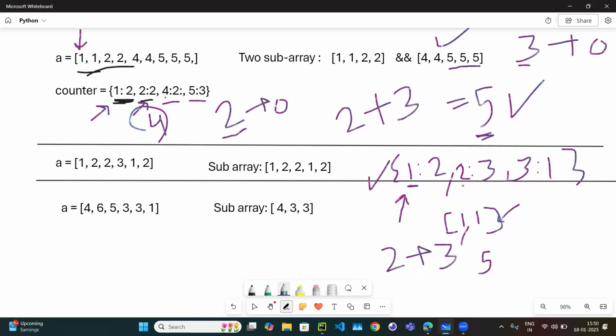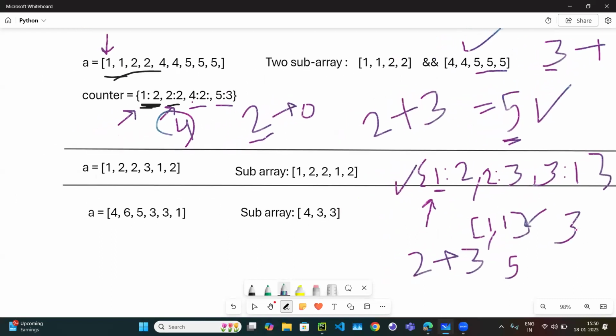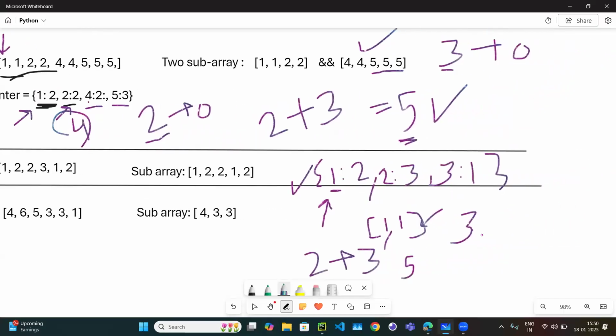Okay. Then I will check for the two. How many elements of two? Three. Do we have three? Yes, we have three as well. And what is the length? Only one. Three plus one is equal to four. Is it greater than the 5? No. So the maximum length is still 5.